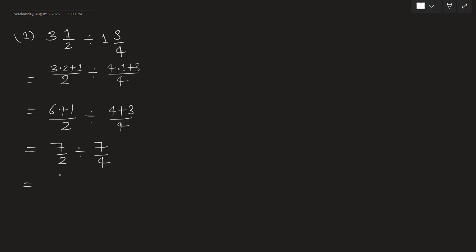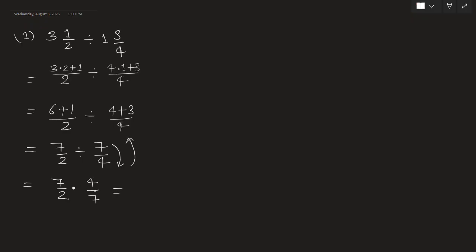We keep the first fraction the same, and we convert this division sign into a multiplication sign, and we convert this fraction into its reciprocal, meaning this 7 will become the denominator of this fraction and this 4 will become the numerator. So 4 will become the numerator, and the 7 will become the denominator. So let's reduce this fraction if it is possible.